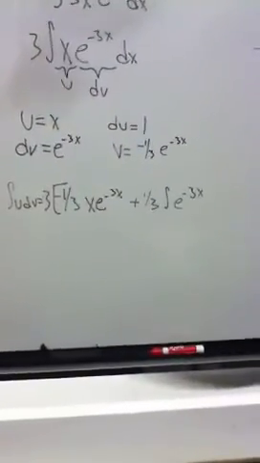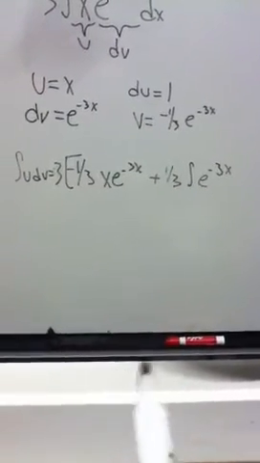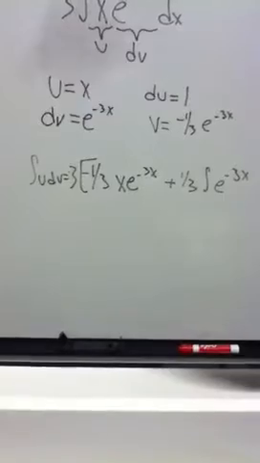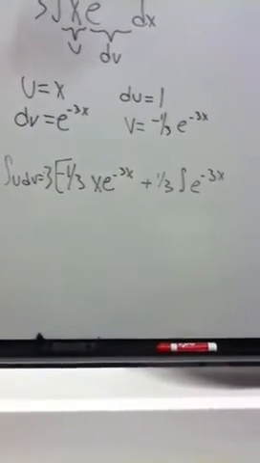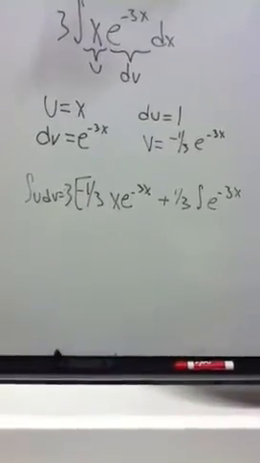Now that you have this equation, you know how to solve this. You go back and you're looking at it, and you say, okay, I know what the integral of e to the negative 3x is because I just solved it right there. So you can go ahead and simplify this even further.